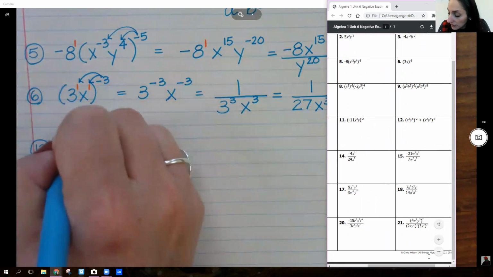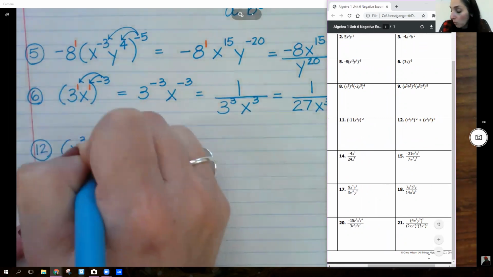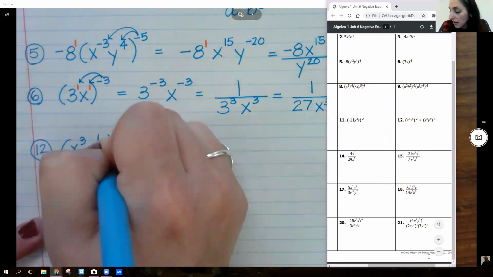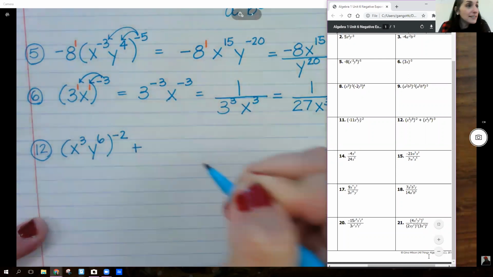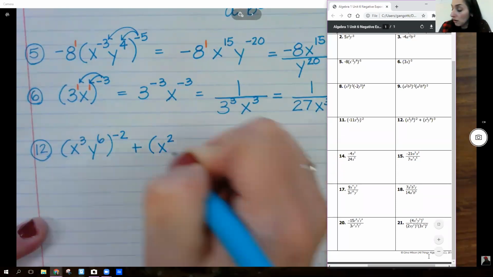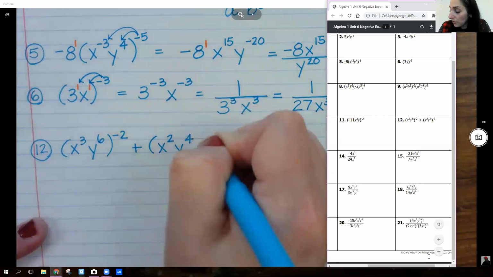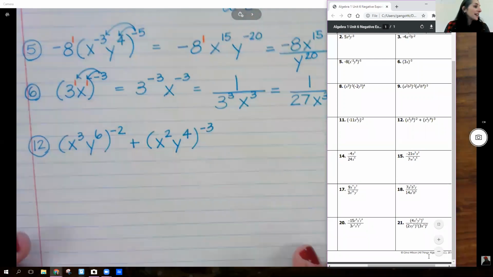So this is x to the 3rd, y to the 6th, raised to the -2 power, plus x squared, y to the 4th, raised to the -3rd power. This is a good one. I like this one.